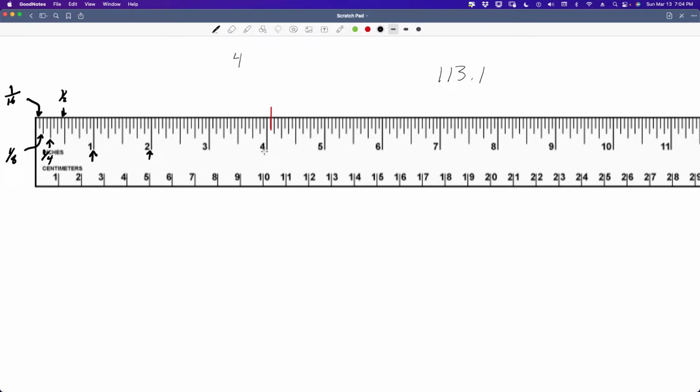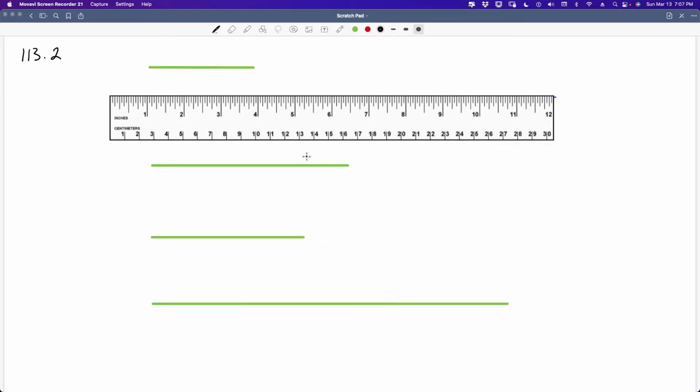Then I like to look at the half because I know that's the next longest line. And then I go backwards to the next longest line, so that's 1/4. Then the next longest line is 1/8, and this is in between 4 and the 1/8 measurement, so it's got to be a 1/16. So that mark is on 4 and 1/16, and that's how we would find the answer to 113.1, where that line indicates the length from here to the end. So let's look at another problem.